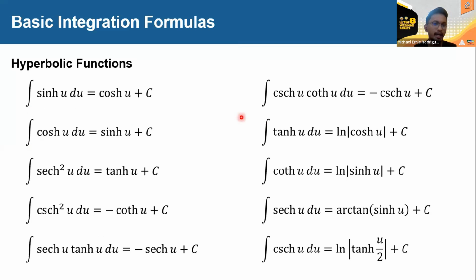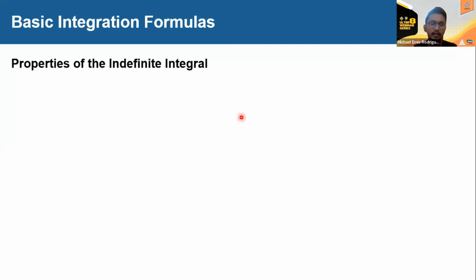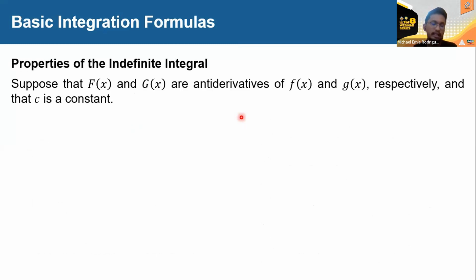And then we have the properties of the indefinite integral. So meron kasi itong mga properties na makakatulong sa atin to solve integrals more easily. Okay? So suppose that F of x and G of x are antiderivatives of f of x and g of x respectively, and c is a constant. Okay? So yung F of x, yan yung integral ng f of x. Same with G of x. Okay?